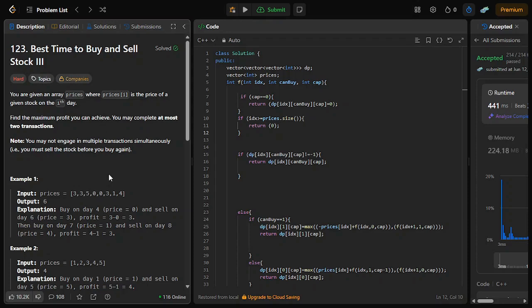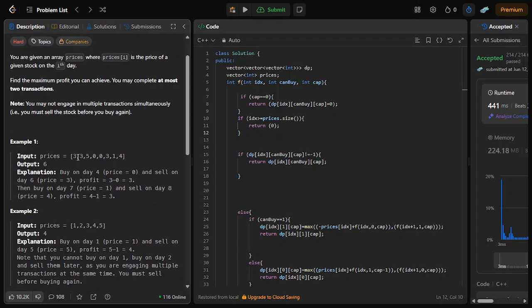So let us just dive into an example. We do not want to read any of this text apart from this part. Here we have the prices array, where prices[i] is the price of a given stock on the ith day. This means that we can buy the stock on the first day and then sell it, say, on the third day, and that would give us a profit of two.